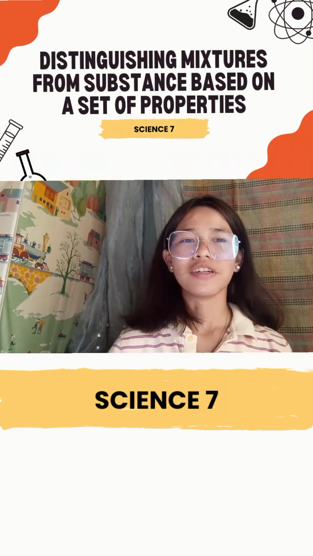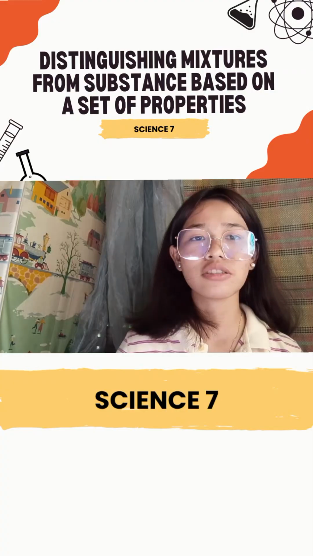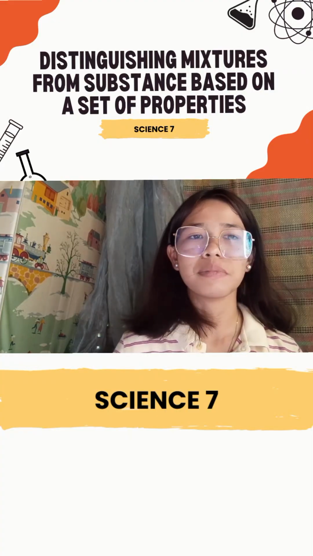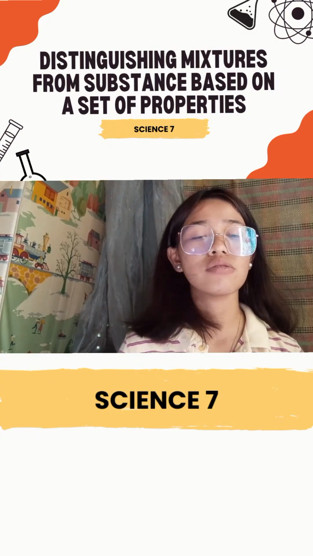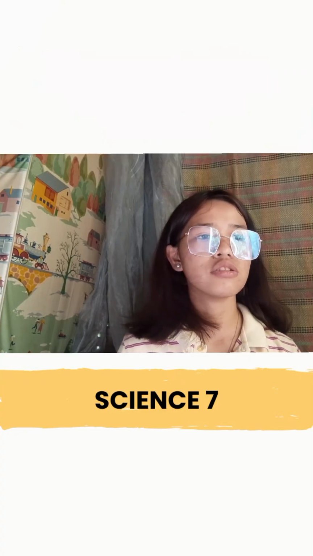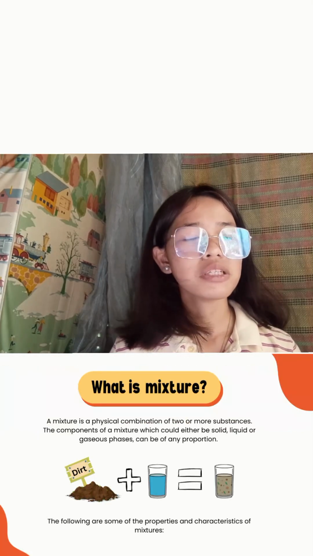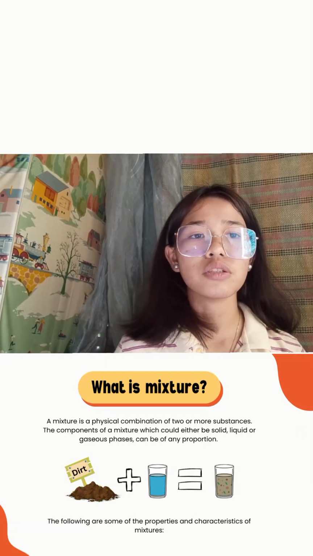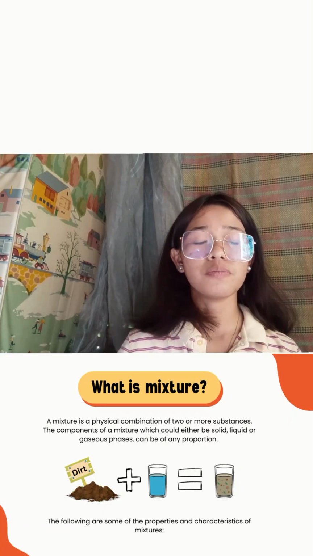So, okay. Our topic for today is all about distinguishing mixtures from substance based on the set of properties. So, like we did ganina nga natagipang mix-mix nga kanang substances, one, two or more substances, kung ma-distinguish ba nato siya or it only has one or more component or makita nato siya in uniform form. So, okay. So a mixture is a physical combination of two or more substances. So the components of a mixture could either be solid, liquid, or gaseous phases. It can be any of the proportion.